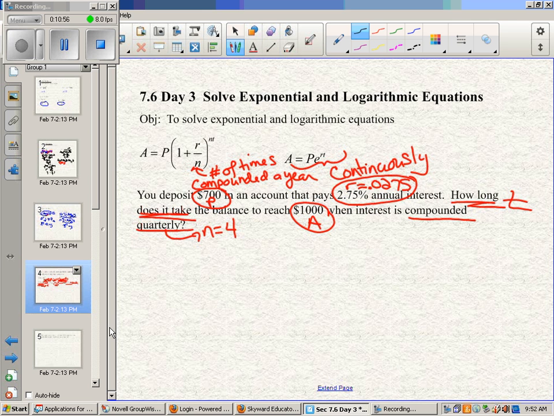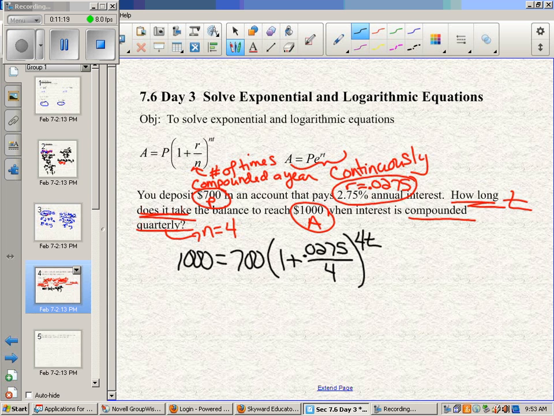Okay, so in our formula, we know the A. We said it was 1,000. Equals P, 700, times 1 plus R is 0.0275. You told me N was 4 because it's quarterly. To the power of NT, or 4T.